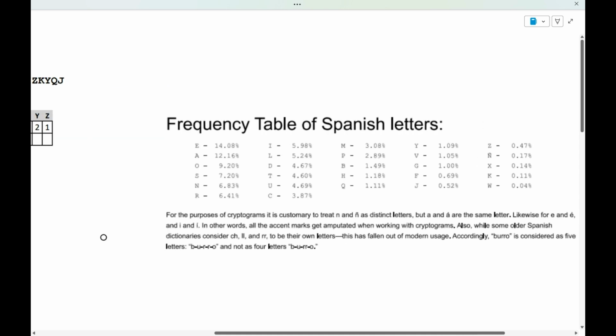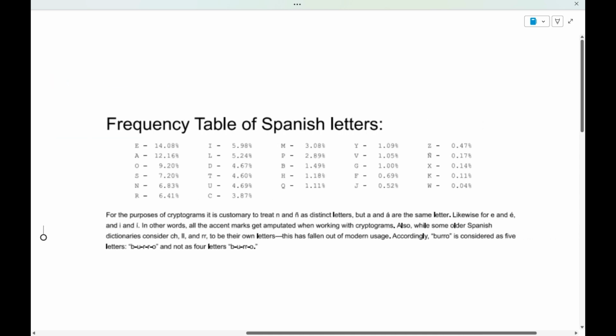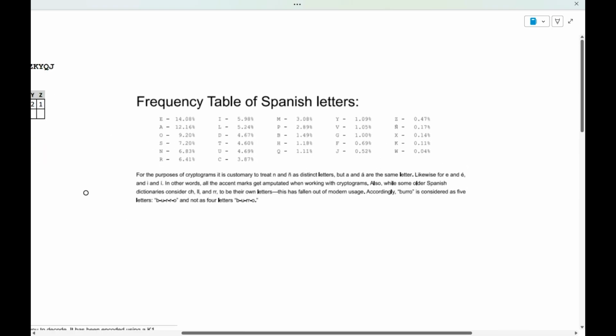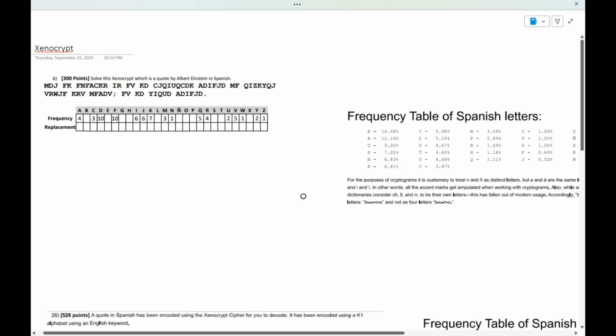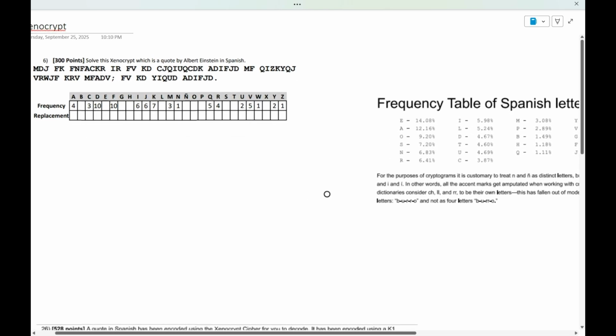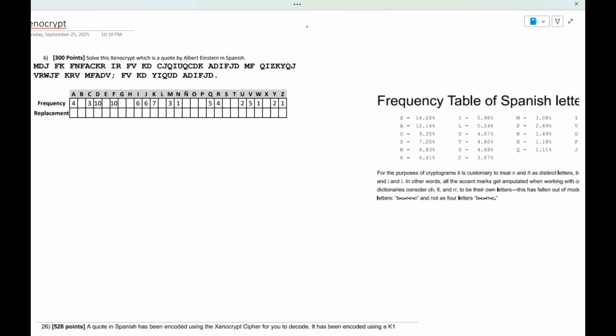For the Xenocrypt cipher, you're given a different frequency table, which is the frequency table of Spanish letters. And so it's a little bit different from the English one, but this can be helpful while trying to solve it. And so we basically just go about it like you would an Aristocrat, but you just have to keep in mind that the entire thing is in Spanish.